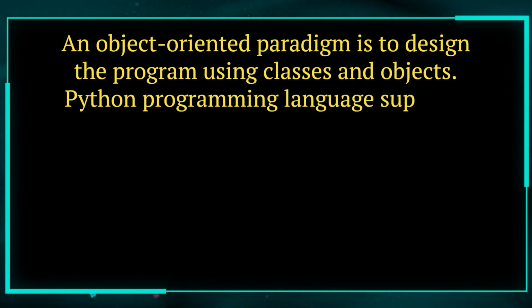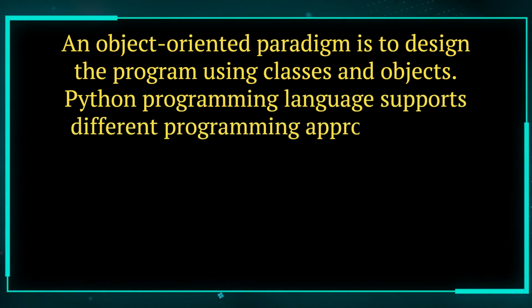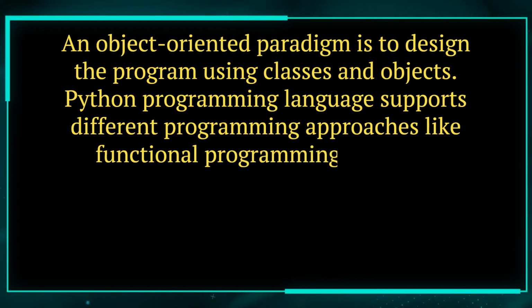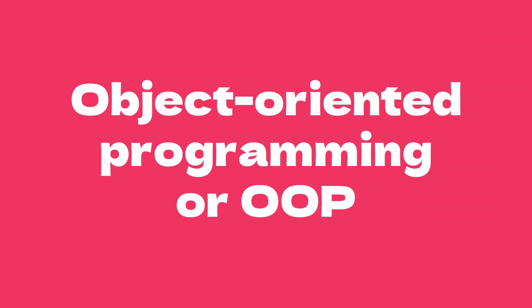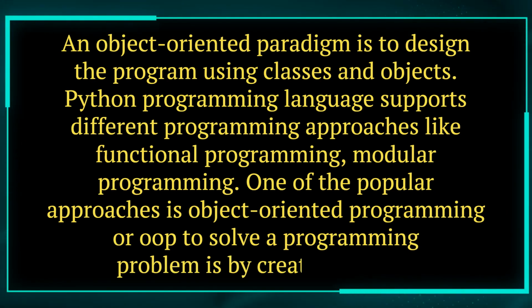The Python programming language supports different programming approaches like functional programming and modular programming. One of the popular approaches is object-oriented programming, or OOP. One way to solve a programming problem is by creating objects. An object has the following two characteristics.